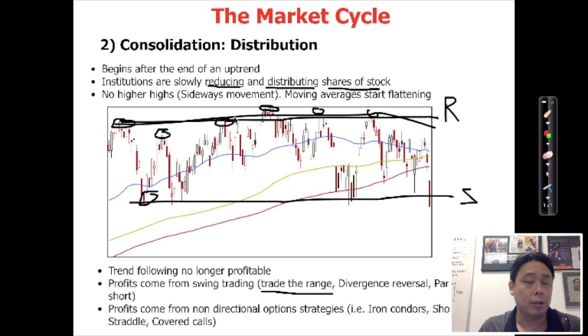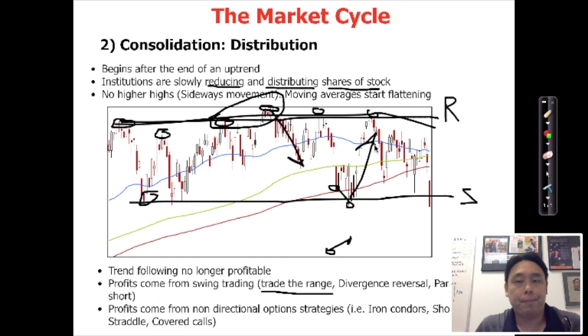You can also look at divergence reversal patterns, right? Bearish divergence: price makes higher highs, maybe in this case, but MACD doesn't make higher highs, and you can do a short-term counter trend trade down. Or you get a bullish divergence reversal pattern where price makes lower lows, MACD makes higher lows, and you can do a quick long counter trend up and get out.